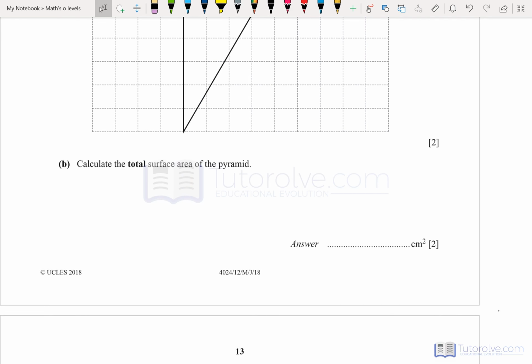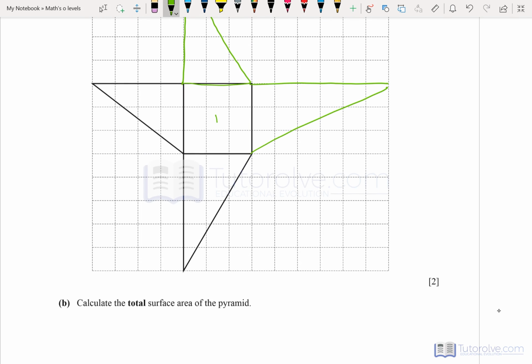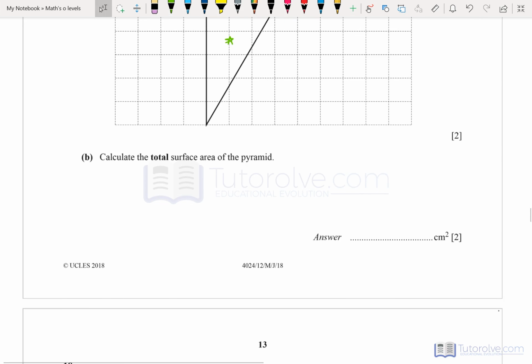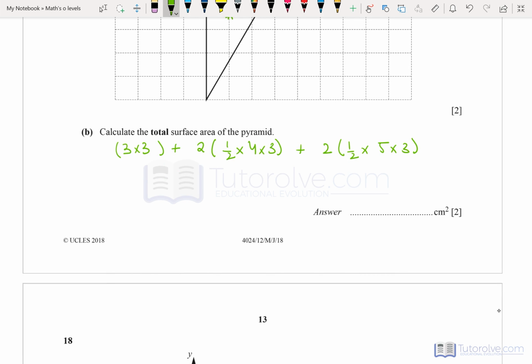So now we just need to find the total surface area of the pyramid. We have this square, we have these two triangles, and then we have these two triangles. So for the square, which is 3 into 3, plus for the two triangles 1 over 2 into 4 into 3, and for the other two, 1 over 2 into 5 into 3. So basically this is what we have, and if we solve for this, we have 9, we have 12, and we have 15. We have to add all these, and our final answer is 36.